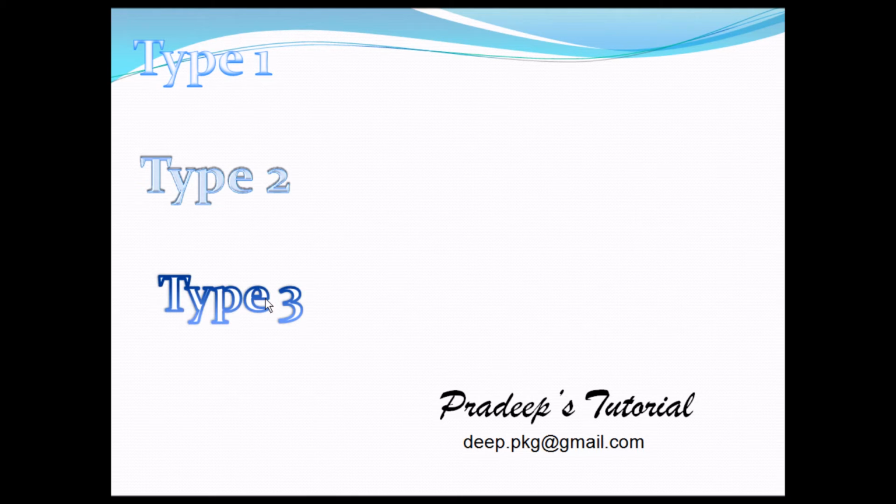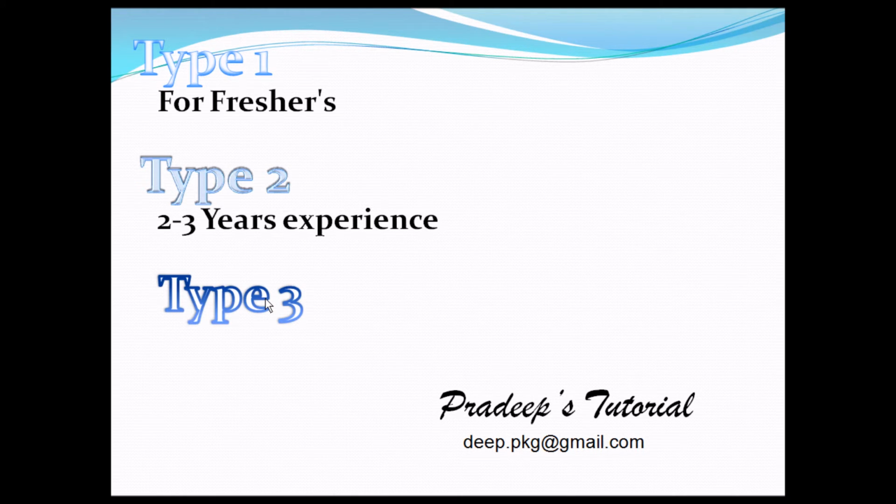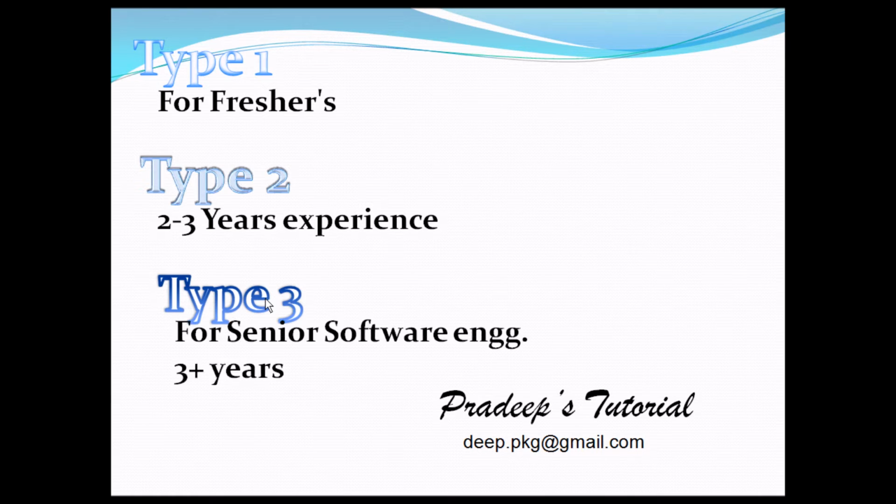In this tutorial, I just want to divide the audience into three types: type 1, type 2 and type 3. Type 1 is where all freshers come, type 2 is 2 to 3 year experienced people, and type 3 is senior software engineers, basically the 3+ year experienced people circle.